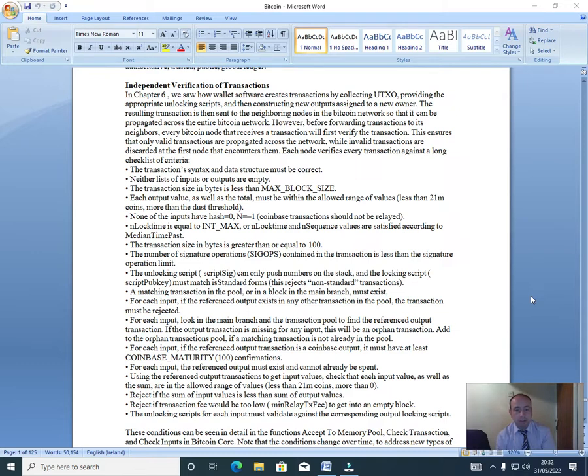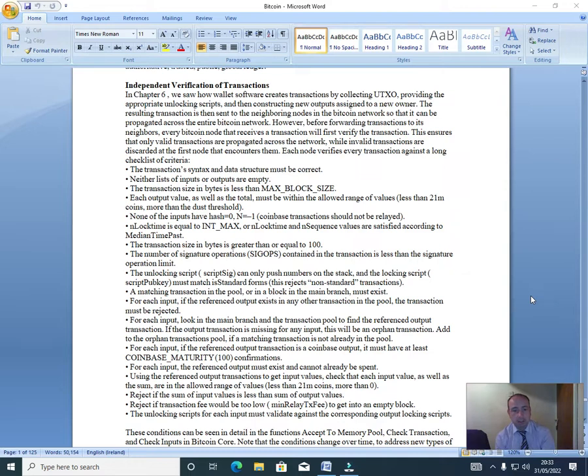The transaction's syntax and data structure must be correct. Neither lists of inputs or outputs are empty. The transaction size in bytes is less than max block size. Each output value, as well as the total, must be within the allowed range of values, less than 21 million coins, more than the dust threshold. None of the inputs have hash equals 0, n equals -1. Coinbase transactions should not be relayed.